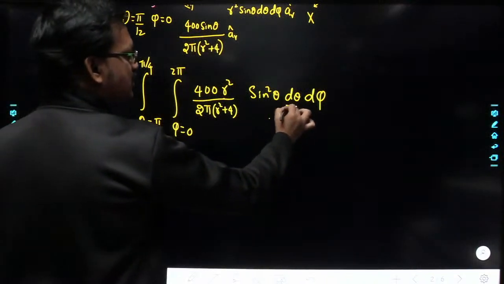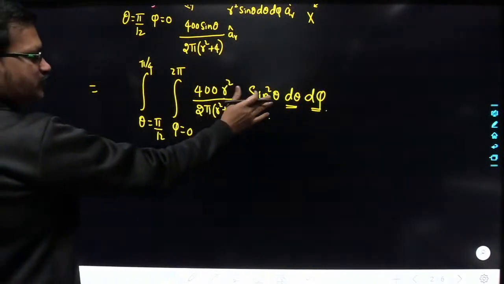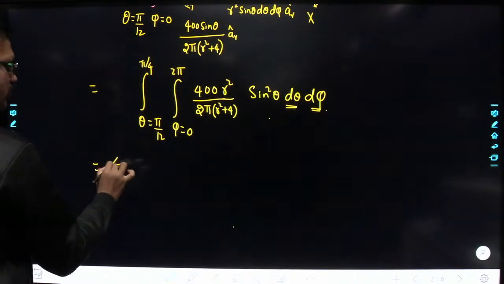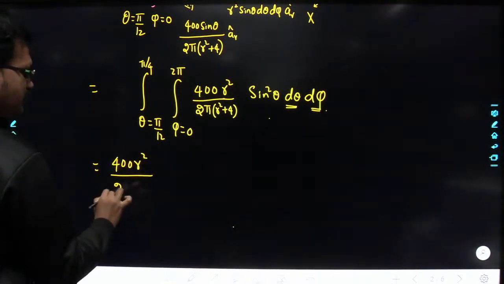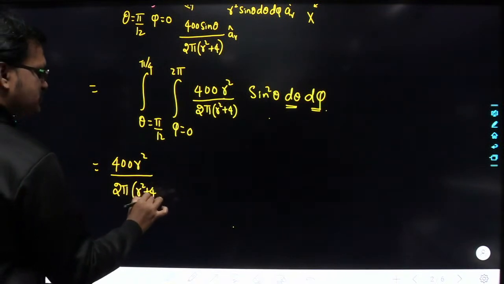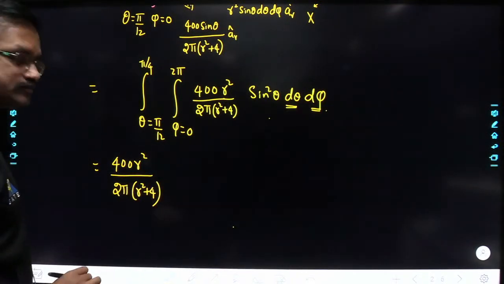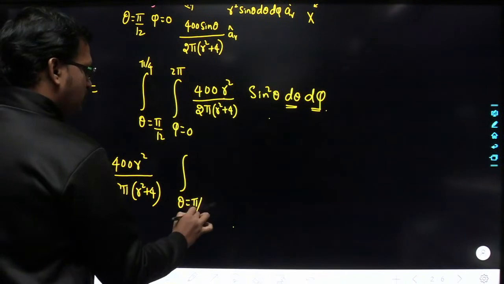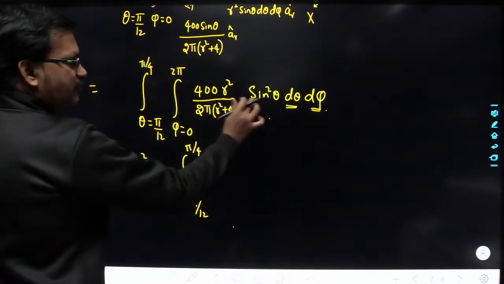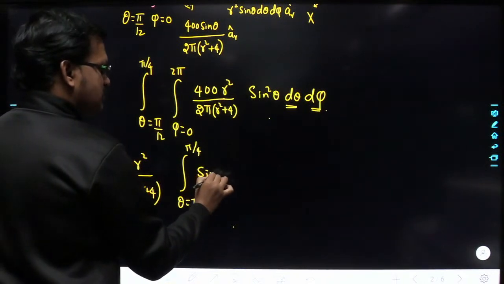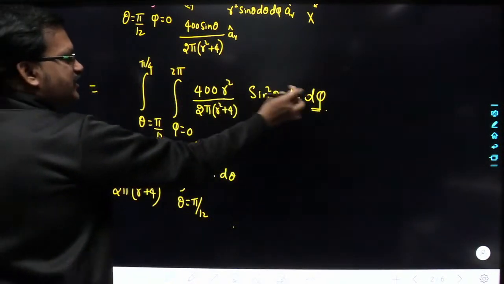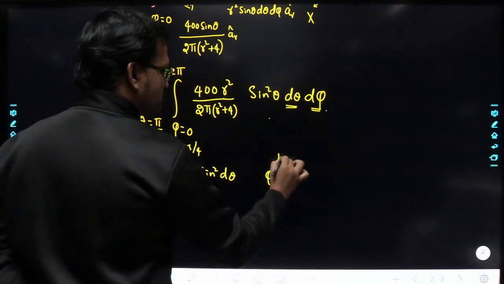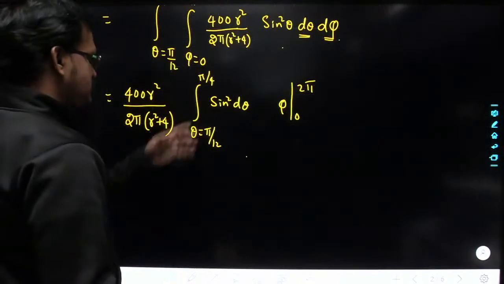Here the integration variables are nothing but theta and phi. So that means R is constant with respect to this integration. So you can take all these R terms outside the integration. So what you are going to get? 400 R square divided by 2 pi into R square plus 4. Next, the integral theta equal to pi by 12 to pi by 4. Here you have sin square d theta. So what is the integration of d phi here? With respect to phi, if you integrate, integration d phi will become phi. Its range is from 0 to 2 pi. That's it. So now just solve this integration here.